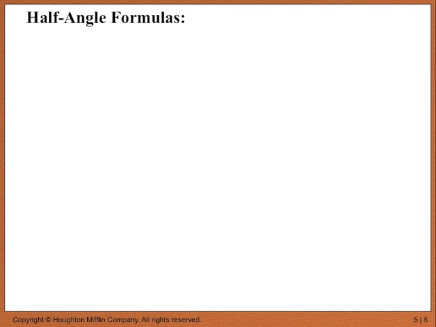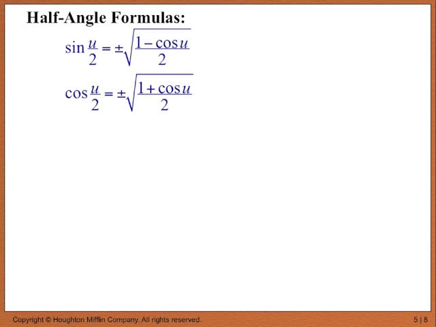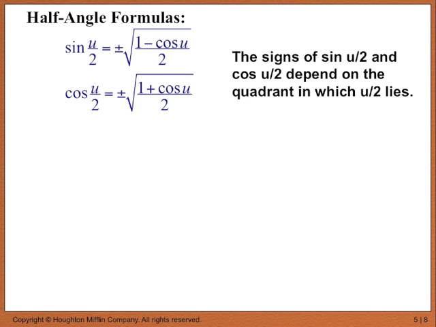Half-angle formulas. All right, let's derive these. First, the half-angle formula is sine u over 2 equals plus or minus root of 1 minus cosine u over 2. The cosine u over 2 equals plus or minus root of 1 plus cosine u over 2. And the signs of sine u over 2 and cosine u over 2 depend on the quadrant in which u over 2 lies. That's why it's plus and minus.